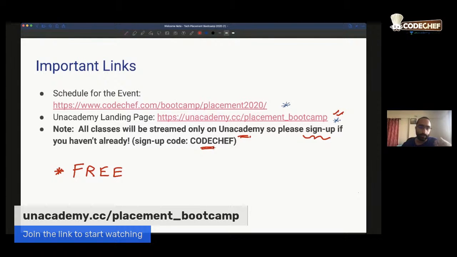I'm sure that it will be beneficial for a lot of students who are currently in college, and for many people who are currently working but are looking to change their job.